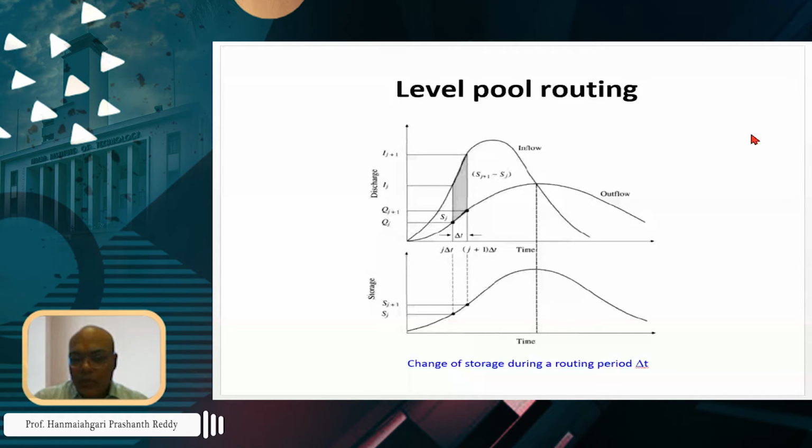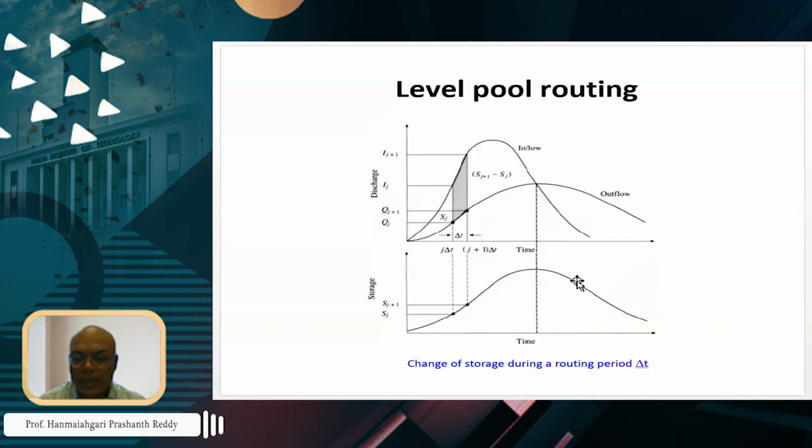So in level pool routing, the maximum outflow coincides with maximum storage. Okay, so in this figure, in the continuity equation, that is dS by dt is equal to I minus Q. So we can discretize it at different times.